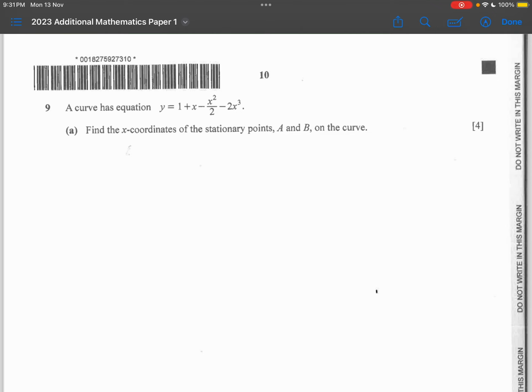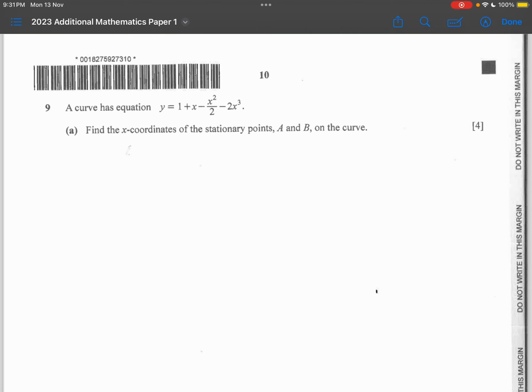Hey, now on the screen, I have the 2023 Singapore Cambridge GCE O-Level Additional Mathematics Syllabus 4049, Paper 1, Question 9. I'll be looking at Paper 1 of the 2023 exam this time, and Question 9 is a differential calculus question. We're looking at a cubic curve with equation y equals 1 plus x minus x squared on 2 minus 2x cubed. Find the x coordinates of stationary points A and B on the curve.